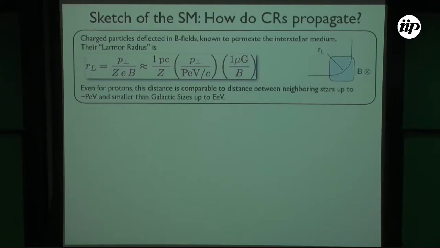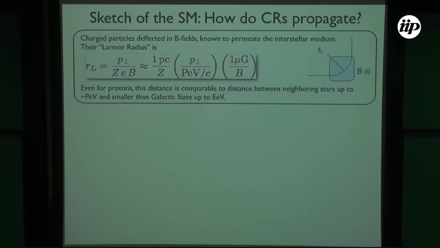The second step, the propagation. What happens once the particle leaves the acceleration site? Okay, let's say after 100,000 years or maybe tens of thousands of years. Well, you can quickly compare the Larmor radius of the particle in the magnetized galactic environment. Typical magnetic fields in the galaxy are microgauss strength, with typical galactic distances. And you find out that actually the Larmor radius is of the order of a parsec, even for particles as energetic as PeV.